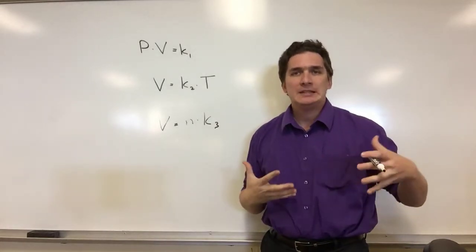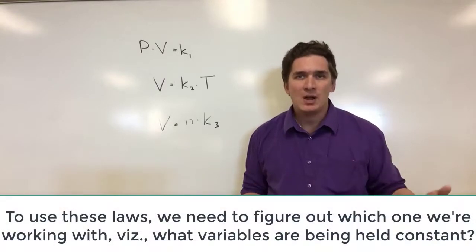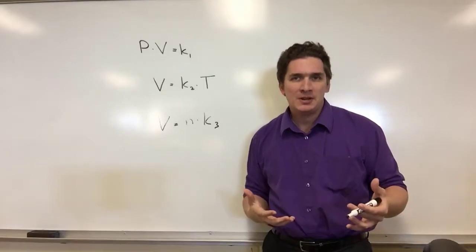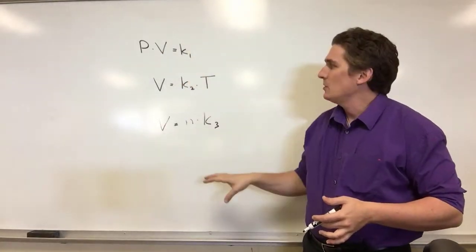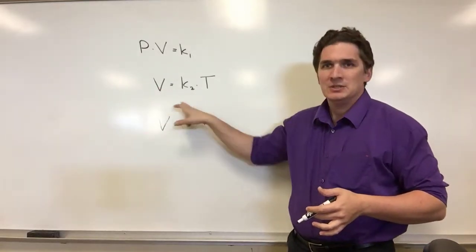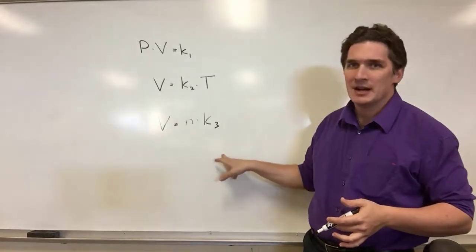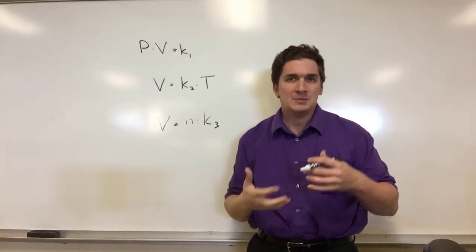So how do we practically use these laws? Well, first thing we have to do is look at any given problem and say what's being held constant. If pressure and volume are varying, but moles and temperature are constant, we're dealing with Boyle's law. If we're holding pressure and moles constant, we're dealing with Gay-Lussac's law. And if we're holding temperature and pressure constant, we're working with Avogadro's law. So how do we work with them in terms of getting numbers?